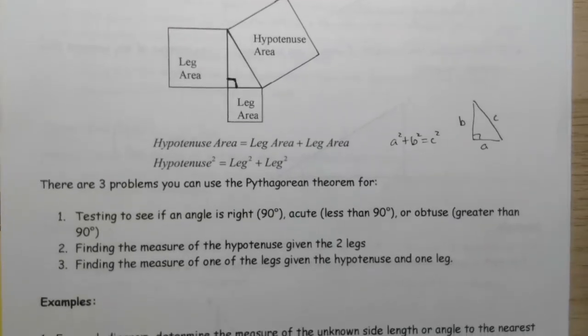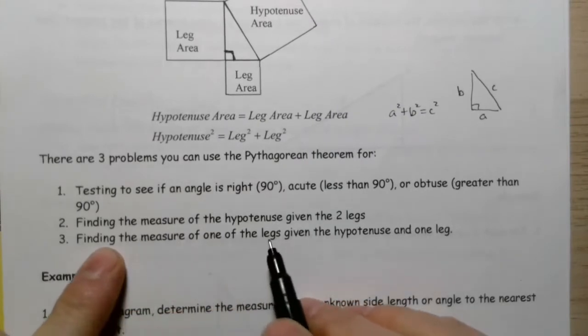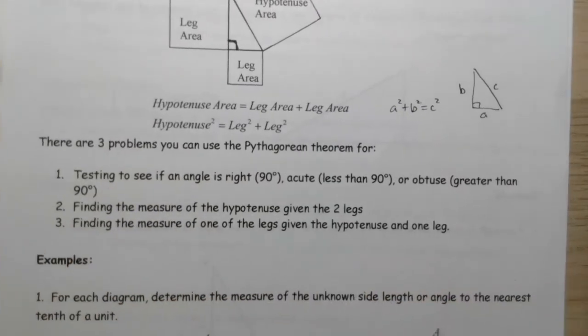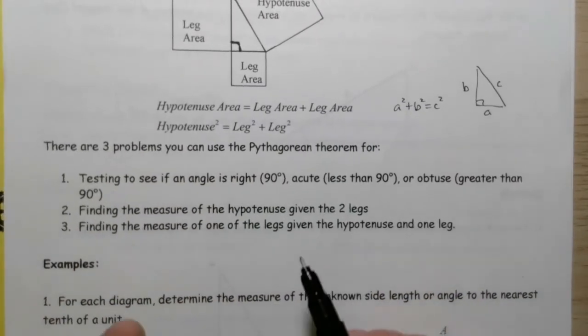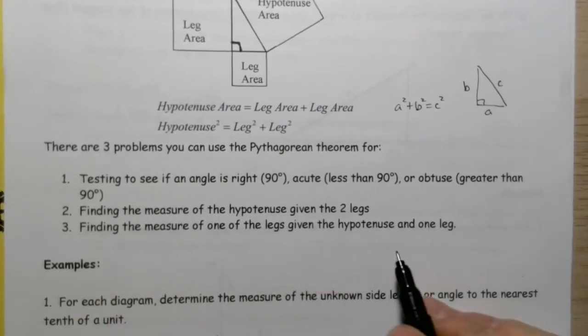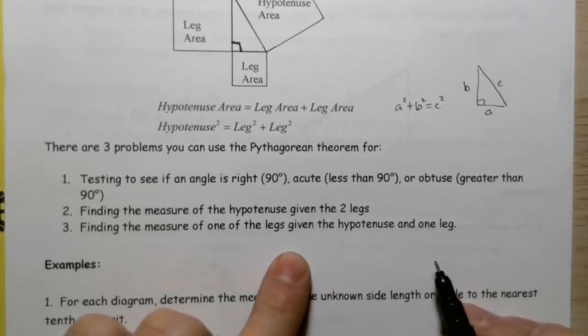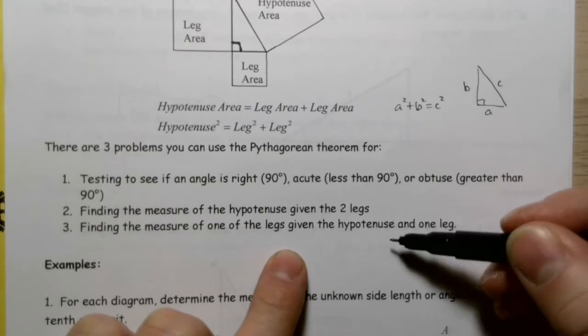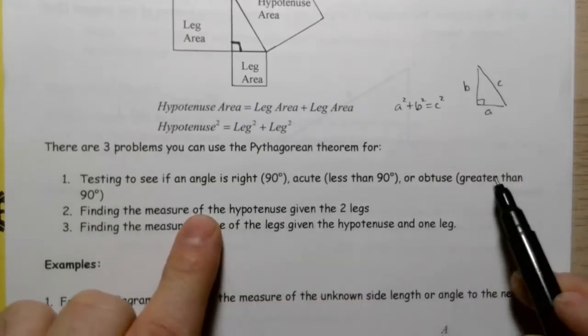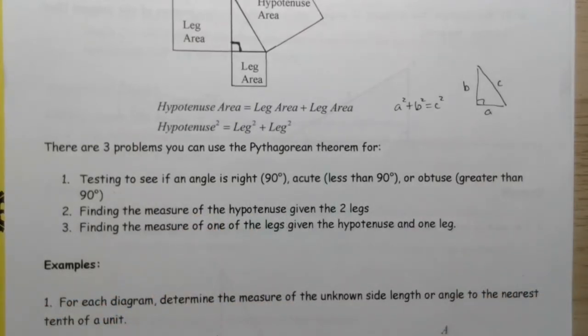Now, you can find the measure of the hypotenuse given the two legs, and we've done questions like that before. Or you can find the measure of one of the legs given the hypotenuse and the other leg. So these are the two traditional ways of doing it. The first one here requires just a little bit more insight into what's going on.